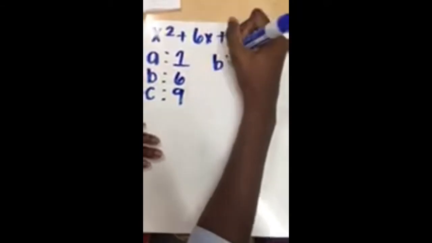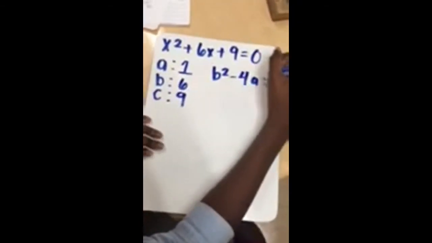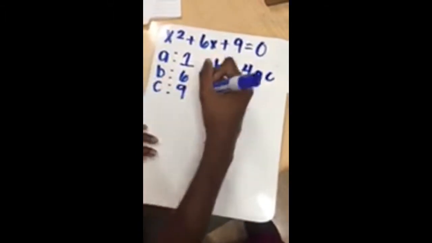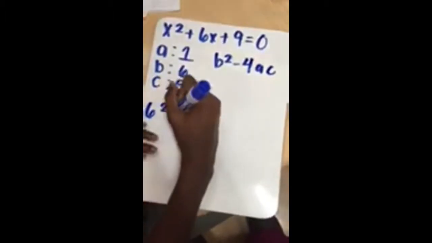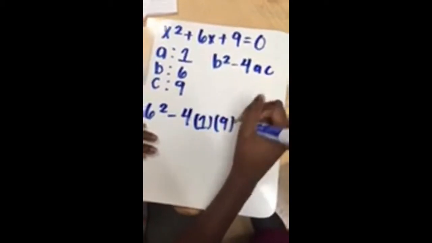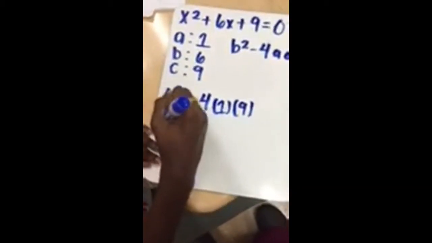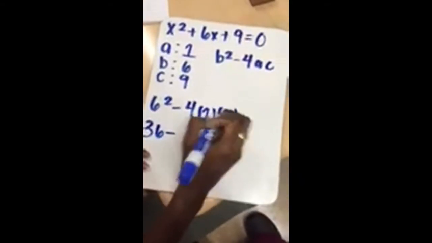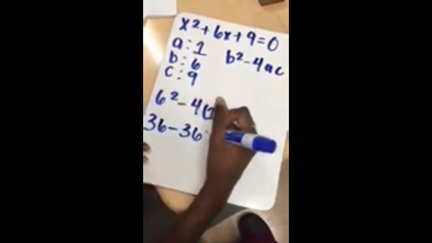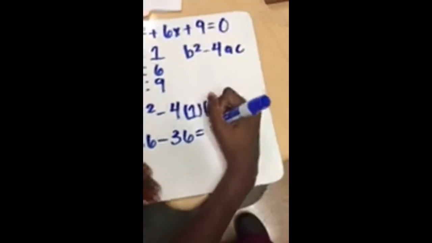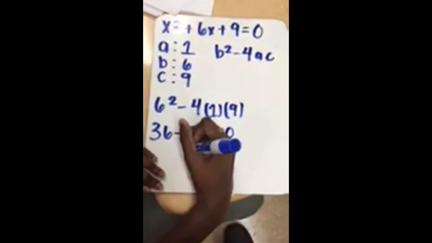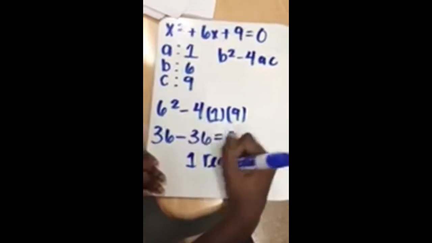Our formula we have to go by is b squared minus 4 times a times c. B being 6, it will be 6 squared minus 4. A is 1 and C is 9. 6 squared is 36 minus 9 times 1 is 9, times 4 is 36. 36 minus 36 equals 0. Whenever the solution is 0, it will have one real solution.